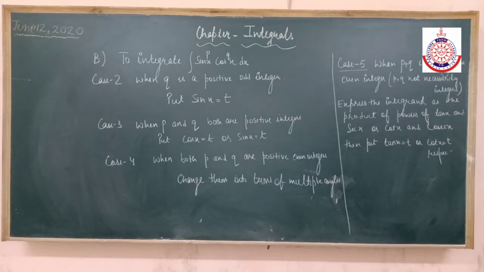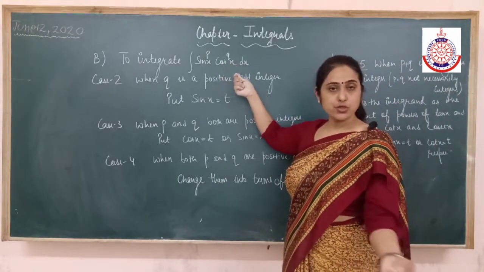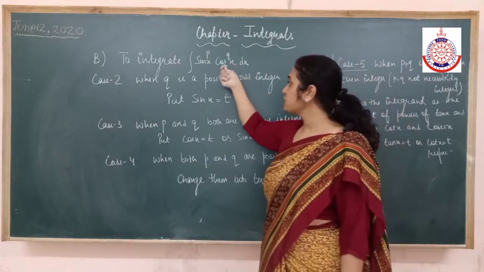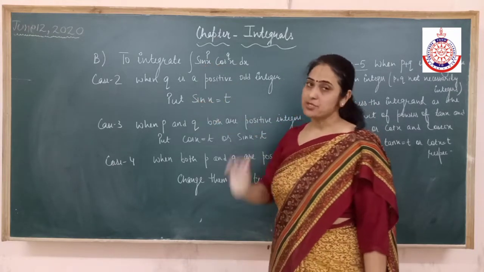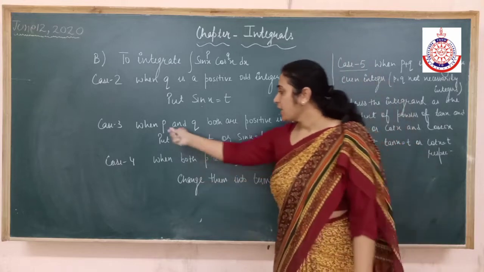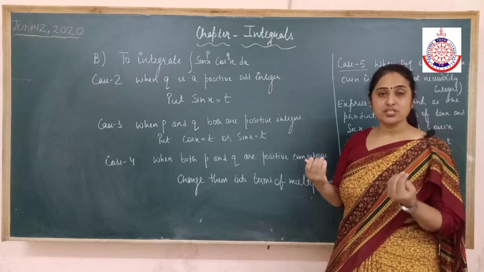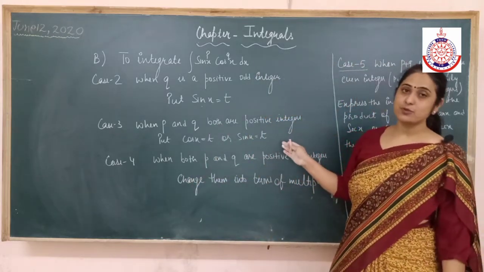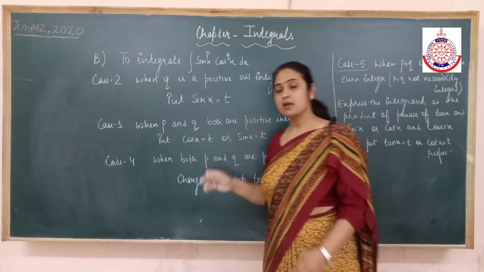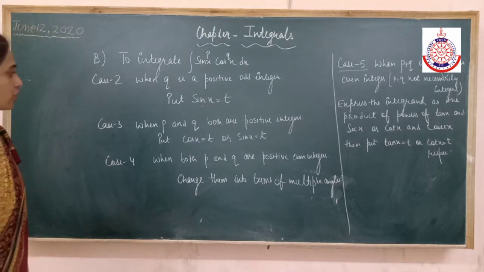Let's discuss the other cases. Same way, if now q is a positive odd integer, then as I told you in the previous case, I'll be putting that ratio which has an even power. So sin x I'll be putting equals to t. Very clear. If p and q both are positive odd integers, then it's your choice. You put either cos x equals t or sin x equals t, it does not matter. Then after that, whichever case it falls into, you have to solve it accordingly.